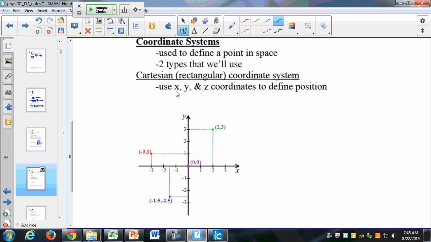The Cartesian, of course, uses x, y, and z coordinates. So if I have a coordinate, like here I have the coordinates 2, 3, that means that I go over 2 on the x-axis and up 3 on the y-axis to give me that point, 2, 3. We use a right-handed coordinate system. That means that left is negative and down is negative. All right, so it's a right-handed coordinate system. Left is negative and down is negative. In this class, we'll also use a 3D coordinate system quite a bit, where we use the z coordinates as well.